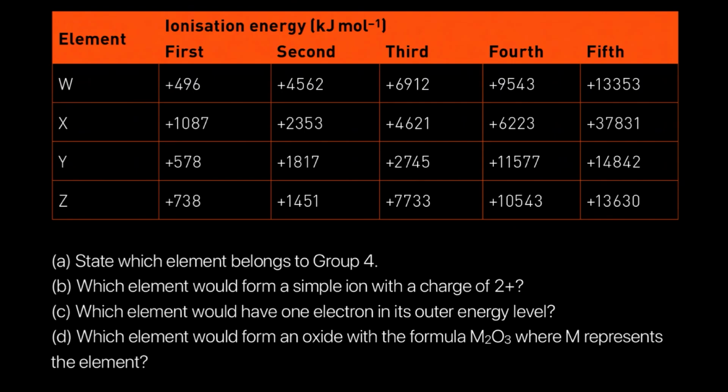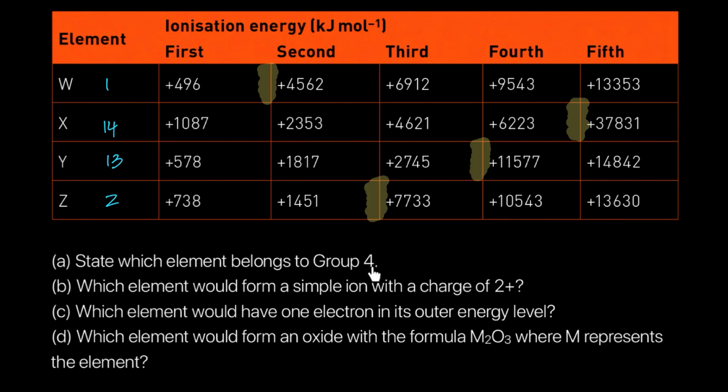For W, the largest jump is between which 2 ionization energies? First and second. For X, that's between 4th and 5th. For Y, it's between 3rd and 4th. For Z, it's between 2nd and 3rd. That tells me W is group 1, X is group 4 or 14, Y is group 3 or 13, and Z is group 2.